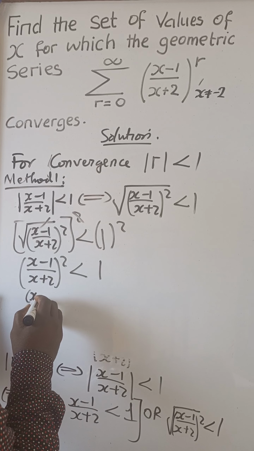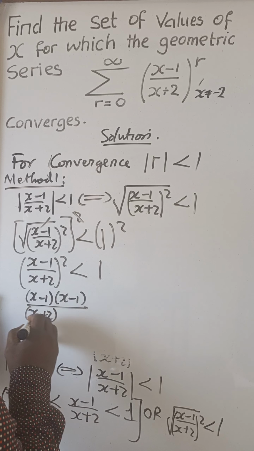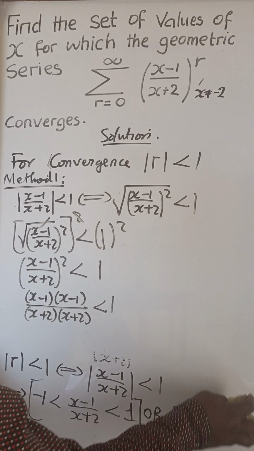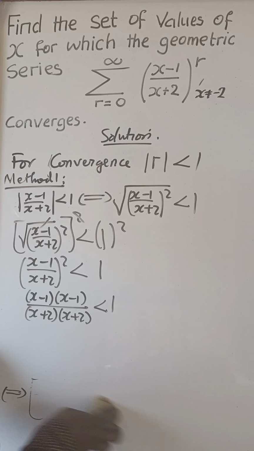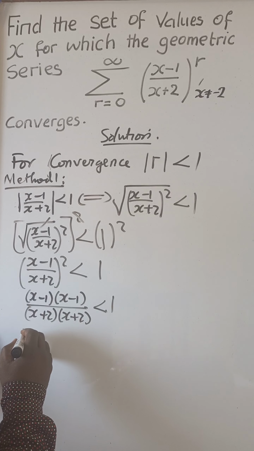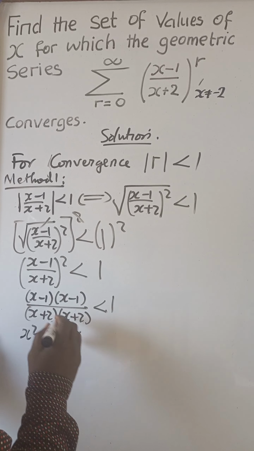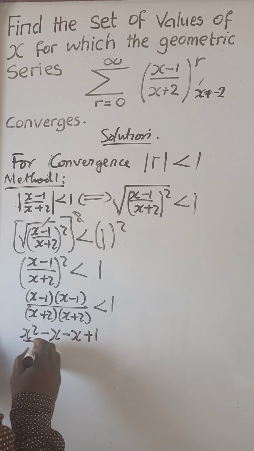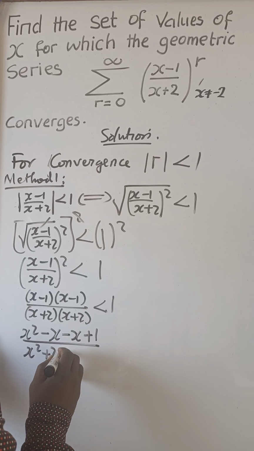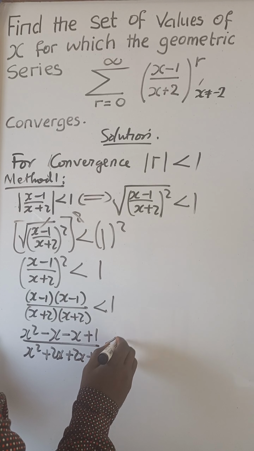Squaring the numerator, we have (x − 1)(x − 1) over (x + 2)(x + 2), less than 1. So let's open the parentheses. x multiplied by x is x squared, x multiplied by −1 is −x, −1 multiplied by x is −x, −1 multiplied by −1 is positive 1. x multiplied by x, x squared. x multiplied by 2, 2x. 2 multiplied by x, 2x. 2 multiplied by 2, 4, less than 1.